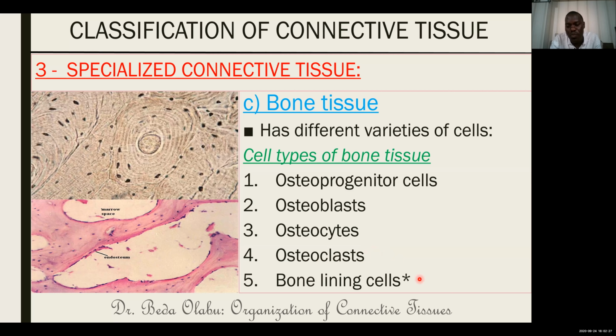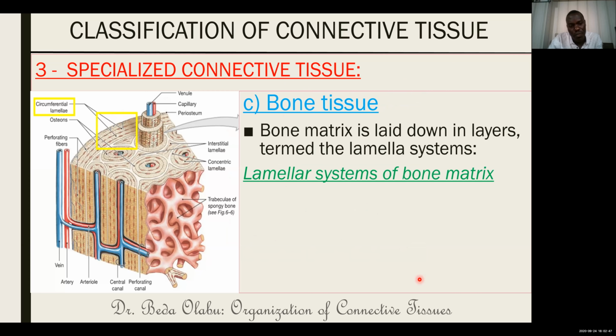The last cell type of bone is known as bone lining cells. These cells control the amount of ions which enter or leave bone tissue. Now let's talk about the matrix of bone. The matrix of bone is laid down in layers. These layers are called the lamellar systems. You can see the layering. There is layering of the matrix. We call that the lamellar system.